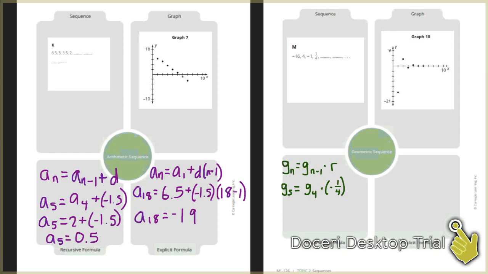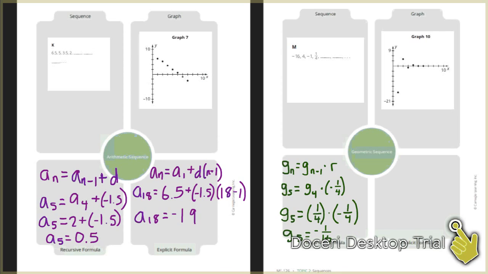Now, g4, our fourth term, is listed right there. It's 1/4. So really, my fifth term is 1/4 times negative 1/4. We know that a negative times a positive is a negative, and we know that 1 times 1 on the top is 1, and 4 times 4 is 16. So the fifth term here should have been negative 1/16, which is probably what most of you already had as the fifth term.